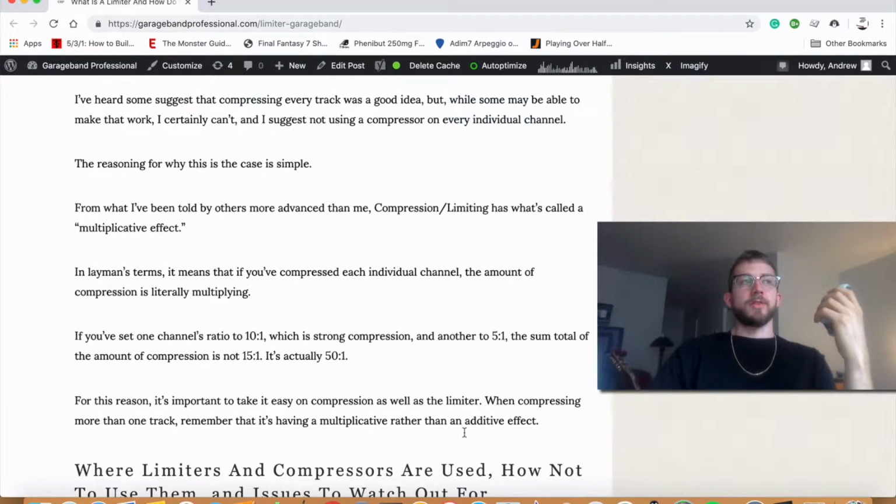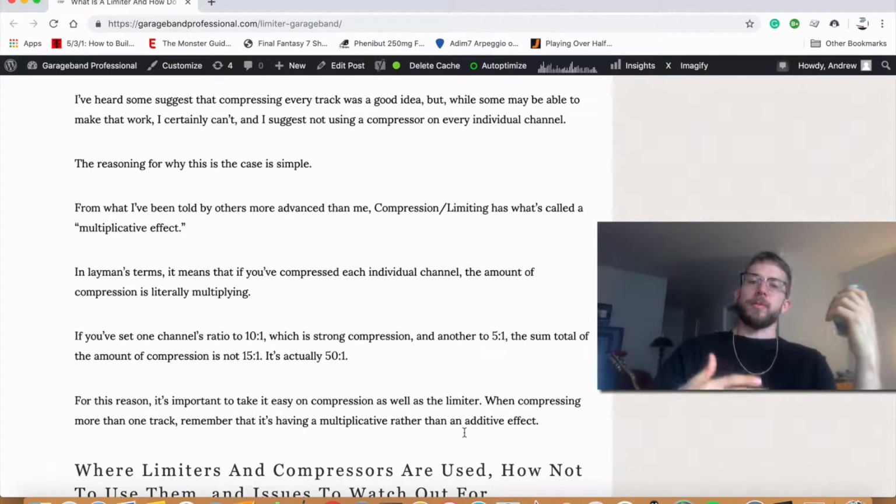From what I understand, at least, compression and limiting have what's called a multiplicative effect. I don't know how to say it, but that means that rather than being additive, rather than having 5 plus 5, it's actually 5 times 5.